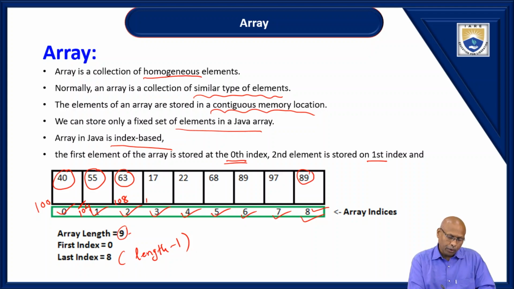Similarly, the next address is 112. 112 is the address of the third index. Then 116, then 120, then 124, then 128, then 132. They are addresses, and at those particular addresses the values are stored. As I said, it is contiguous, so it goes in a sequential order.